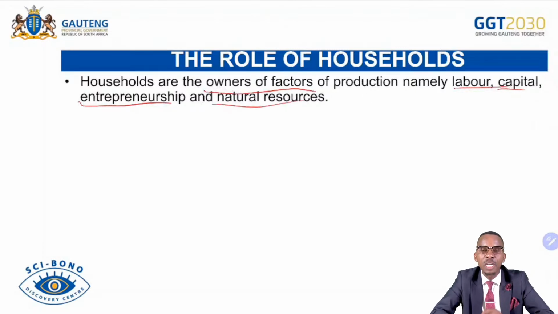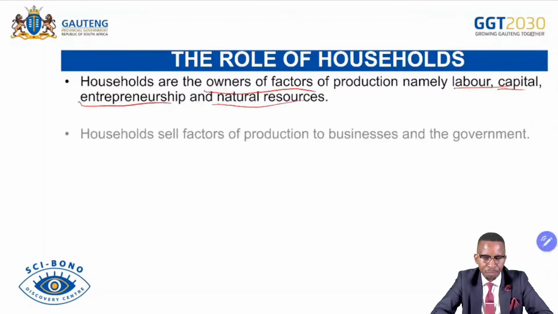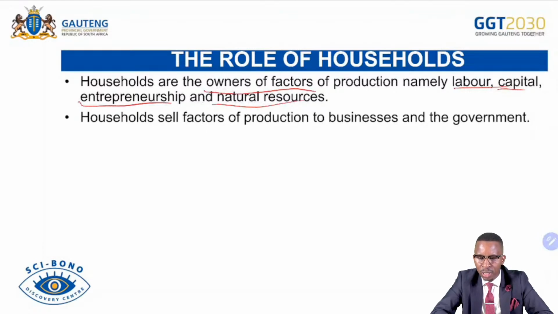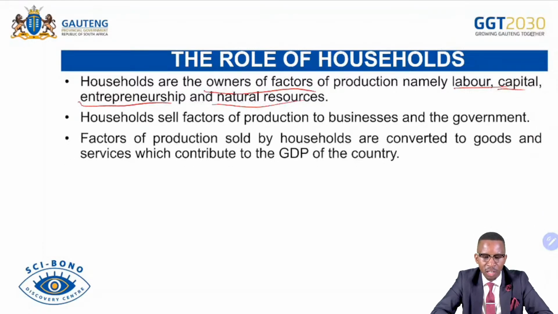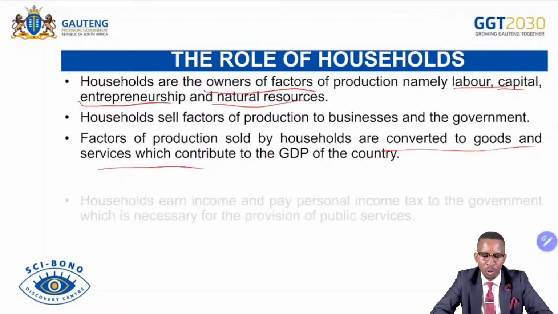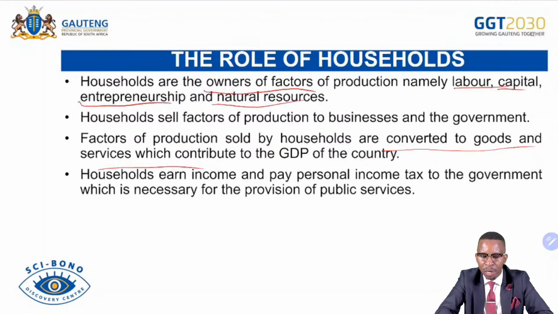So they are very important in the economy because they own those factors of production, which are very important for production to occur. These factors of production are converted by businesses as well as the state to goods and services that can be sold to consumers or distributed within the economy. Households sell factors of production to business and the government. We know that's a fact. Factors of production sold by households are converted to goods and services, which contribute positively to the GDP of the country. Households earn income and pay personal income tax.